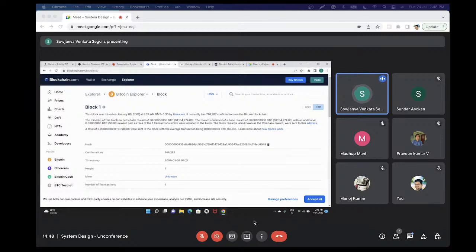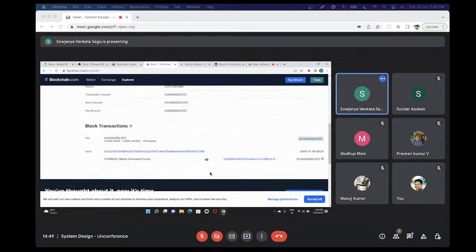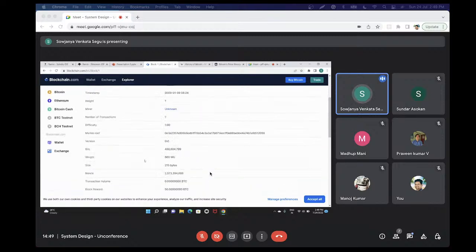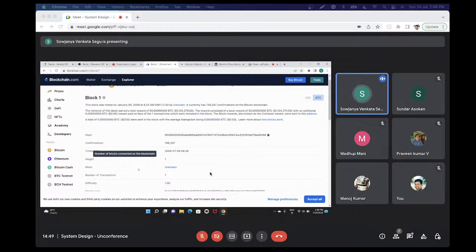This block has only one transaction, a coinbase transaction. A coinbase transaction means it creates new coins. What is mining? Adding the transactions to a block and committing it to the chain. This is the first block created by Satoshi Nakamoto in 2009. At first, it had zero value.